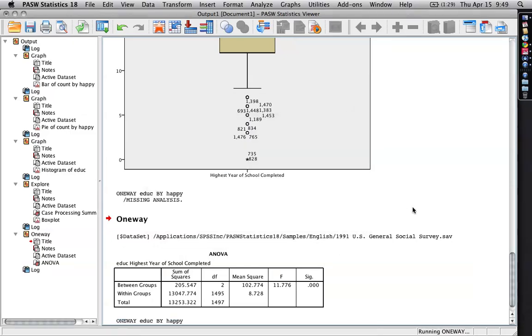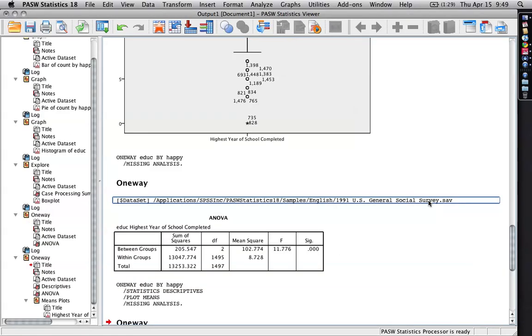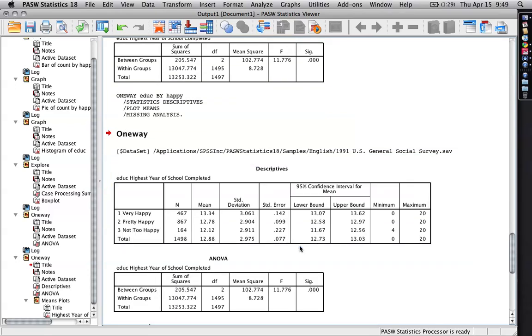And press OK. And now, I get that same table I got a moment ago, but now I have the means for each group. People who are very happy have, on average, 13.34 years of education. People who are pretty happy, 12.78. People who are not too happy, 12.12. We also have confidence intervals, and that's all kind of nice.